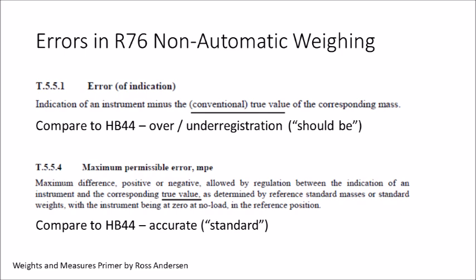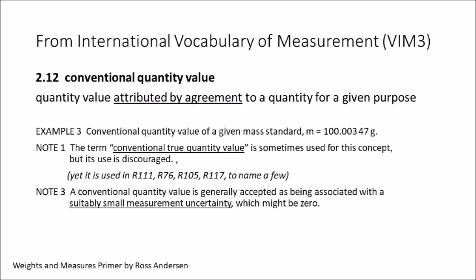But now we need a definition of conventional true value. That again we find in the International Vocabulary of Measurement, and it's a quantity value attributed by agreement to a quantity for a given purpose. What is this attributed by agreement? Well, interesting enough, this means a bunch of people got in a room and voted on it. This isn't agreement with international standards. This is an agreement between people.